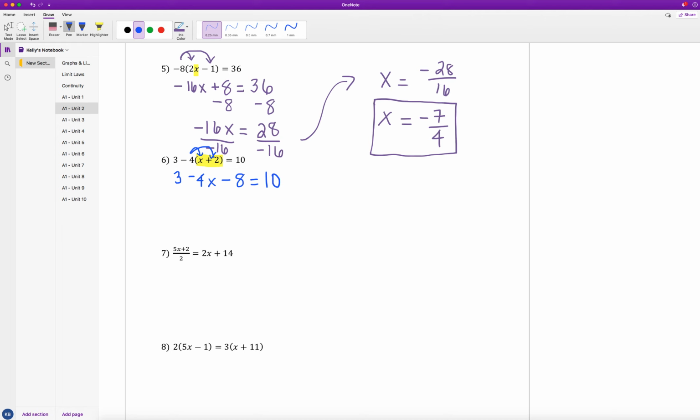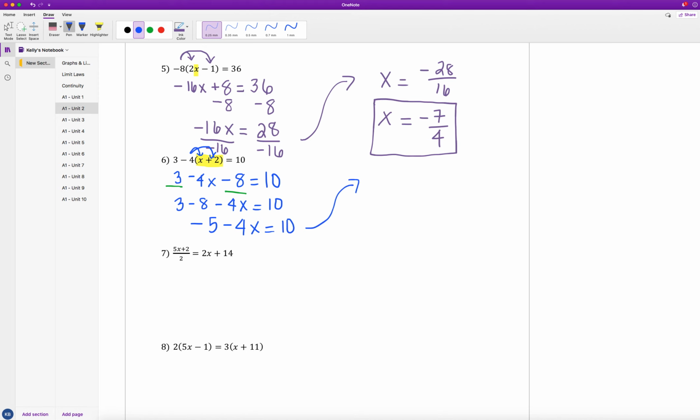So our first step we always want to do is make sure we're distributing anything that is necessary so that then we can figure out, well, what are our like terms and how can I combine them? Our next step from here is on the left-hand side, I have a couple like terms. So on the left-hand side, both 3 and negative 8 are like terms, so I can go ahead and combine those. So I have 3 minus 8, and if you would prefer, we can rearrange these and go 3 minus 8 minus 4x equals 10 so that we can see those better. And we know that 3 minus 8 is equal to negative 5. So I get negative 5 minus 4x equals 10.